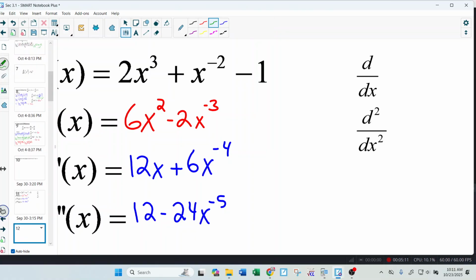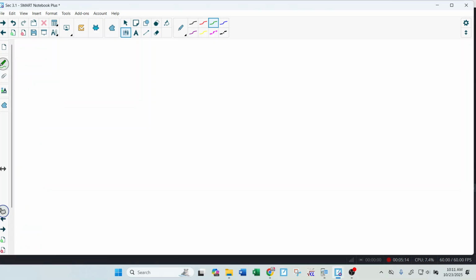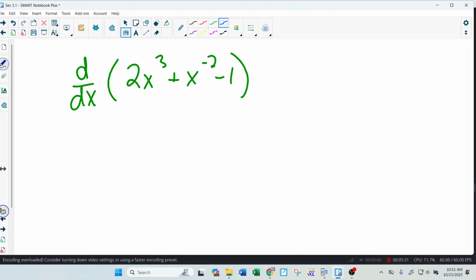So let's talk about our notation here. So another way you can write the same problem is I could say, what is d dx of 2x cubed plus x to the negative 2 minus 1. So instead of using f prime as writing a function and its derivative, we could write it like this. This would be the exact same thing. That's just a different notation for derivative.